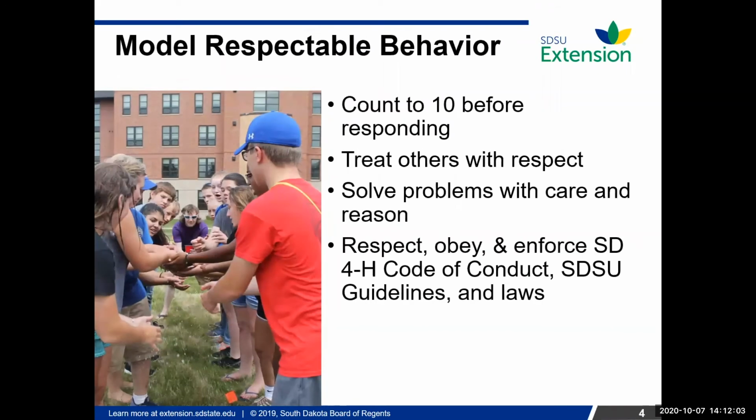When modeling respectable behavior, here are a few things to keep in mind as you work with youth. If you get frustrated or mad, try counting to 10 before responding to that young person or adult that you're working with. Treat others with respect, care, and courtesy. You'll find that they will often return this behavior. Be aware of how you are showing good sportsmanship. Solve any problems with care and reason. Take a minute to step back from the situation if you need to. Verbal, physical, emotional abuse are absolutely grounds for termination as a volunteer.